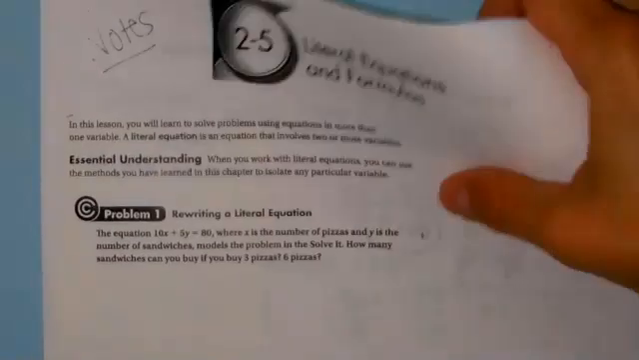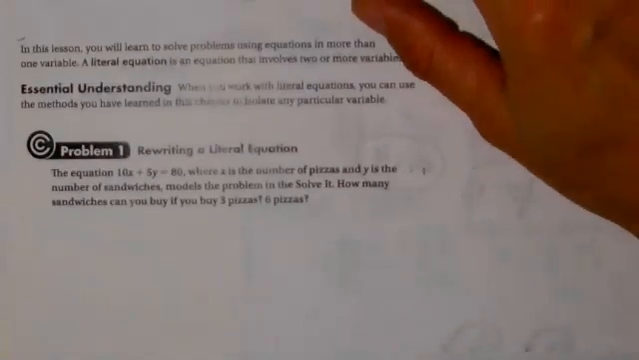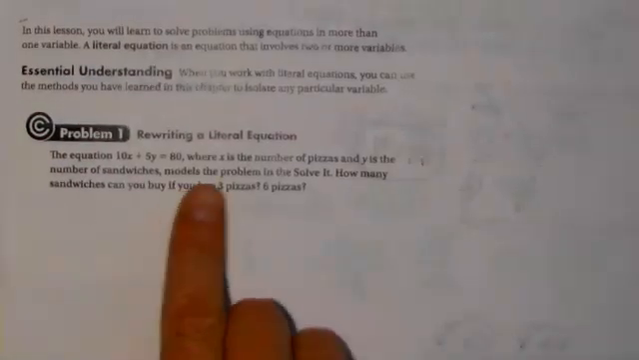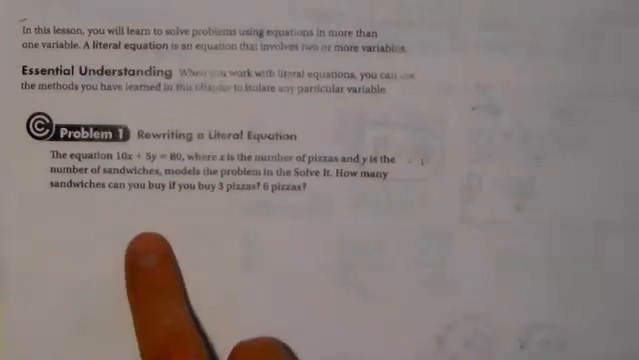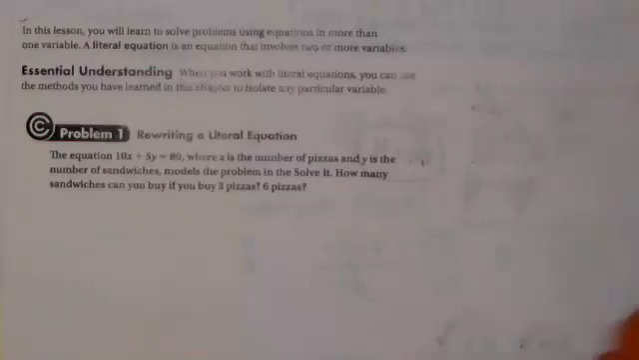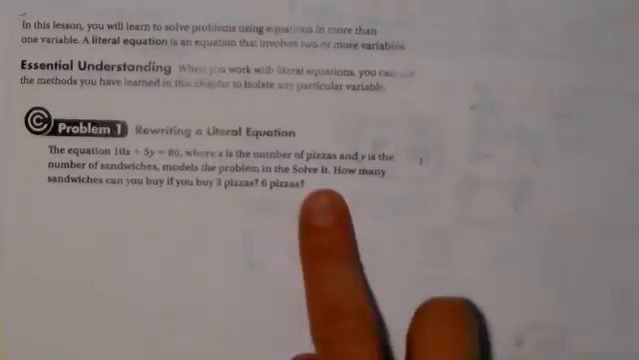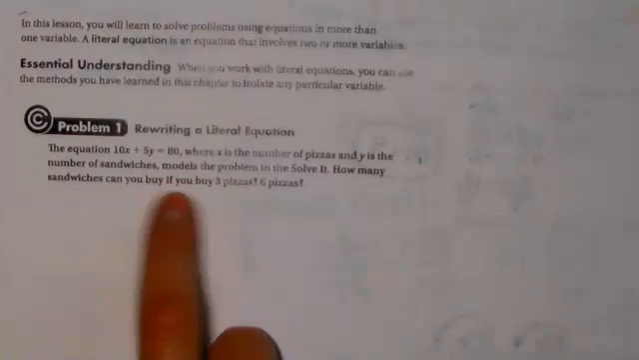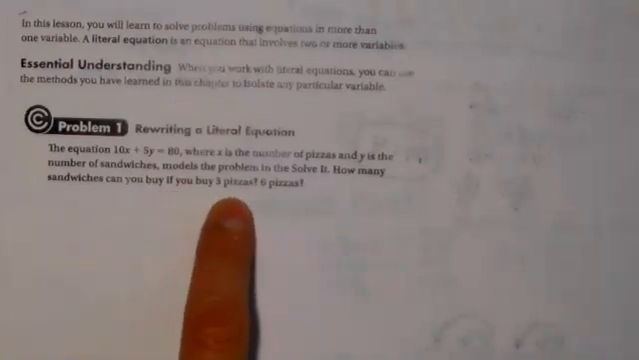So here's our first problem. To rewrite a literal equation, I'm going to zoom this in a little bit. Okay, now we can see it a little bit better. The equation 10x plus 5y equals 80, where x is the number of pizzas and y is the number of sandwiches, models the problem in the Solve It. There's a book here that we had Solve It, but we're not worried about that. How many sandwiches can you buy if you buy 3 pizzas or 6 pizzas?